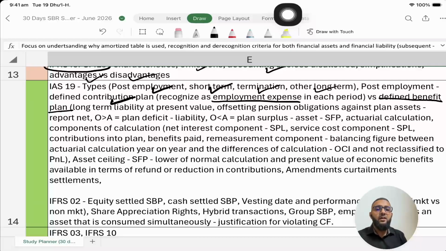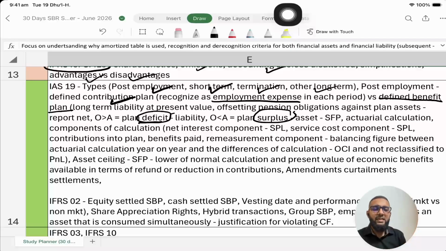Now this is where this is the meatiest part of IAS 19. Okay, so this is where the complexity as well as the interesting nature of IAS 19 is visible. Long-term liability at present value, offsetting pension obligation against plan assets, then report net. How you look at the obligation, compare the obligation and asset, and decide whether it's a deficit or a surplus. And depending on deficit or a surplus, you will be dealing with the items accordingly, right? What are the items? There are going to be interest components, there are going to be actuarial calculations, right? There are going to be service cost components. So these are all the items that are dependent on whether it is a deficit or a surplus. So you will have to show it net, right?